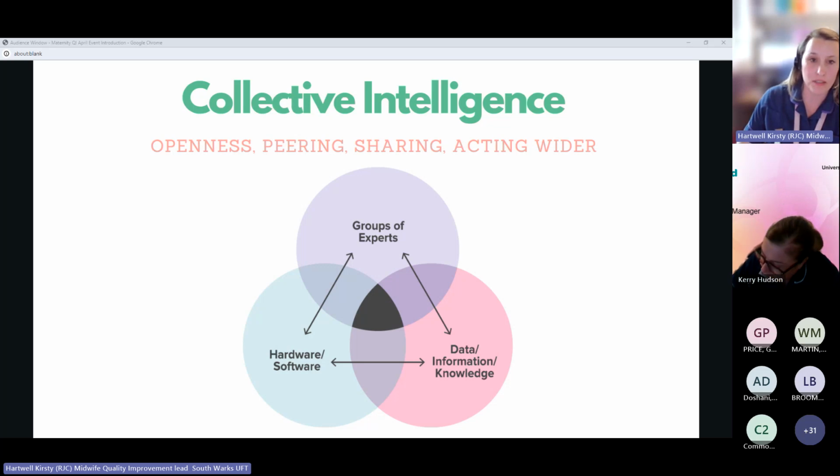So openness, peering, sharing and acting wider. So the openness, simply put, is this condition that implies that all participants approach their work or a project without thinking that this idea is mine. And peering is when that collaboration will happen horizontally, so without a hierarchical approach to it. It allows everybody to be equal contributors in sharing their ideas.